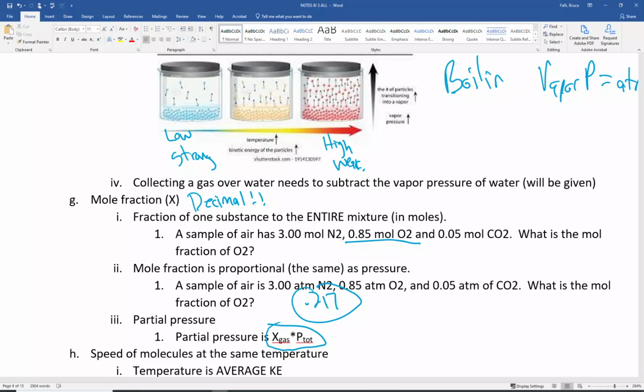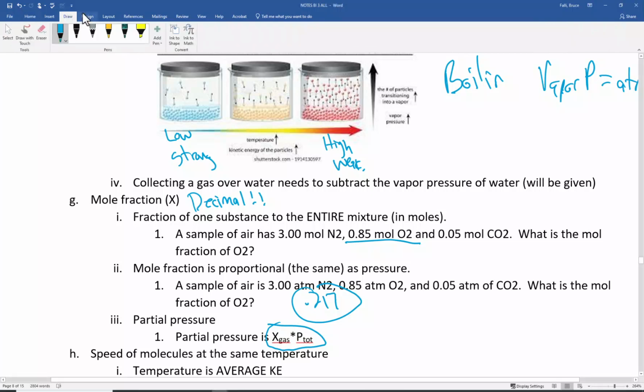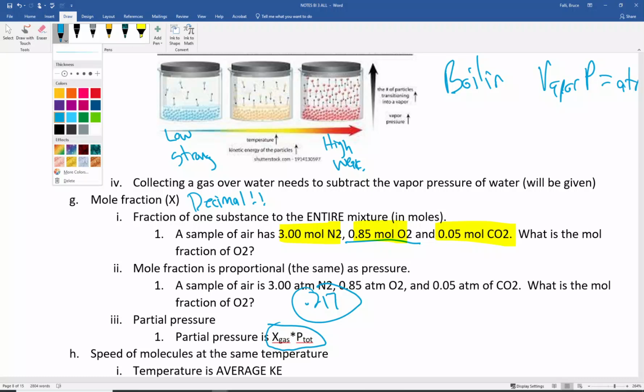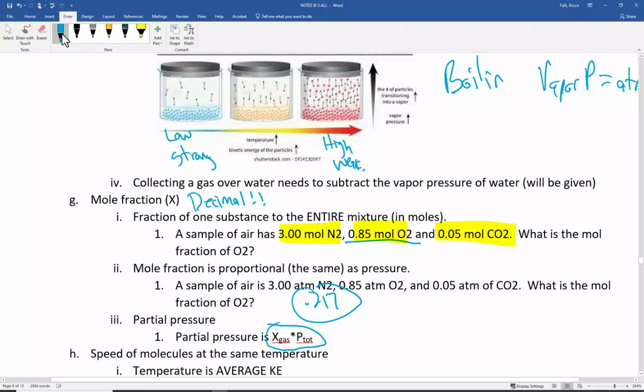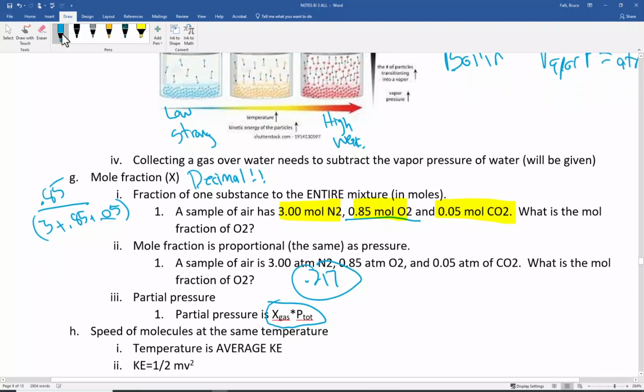So if I have a sample of 3 moles of N2, 0.85 O2, and 0.05 moles of CO2, what is the mole fraction? So what I'm going to do, the mole fraction of O2 is just, what's my O2? 0.85 over all the other ones. 3 plus 0.85 plus 0.05. And then I get my answer.